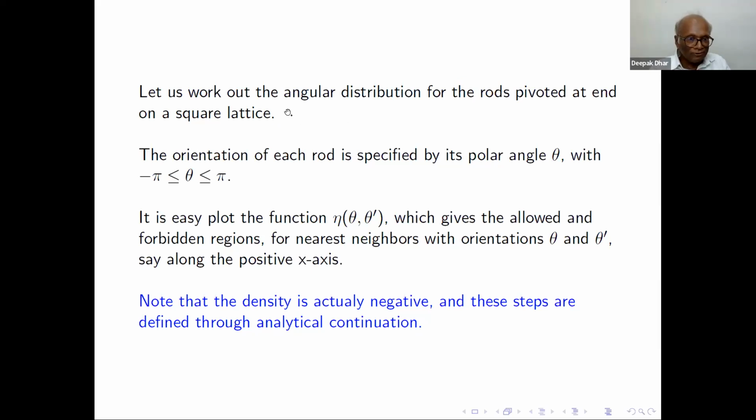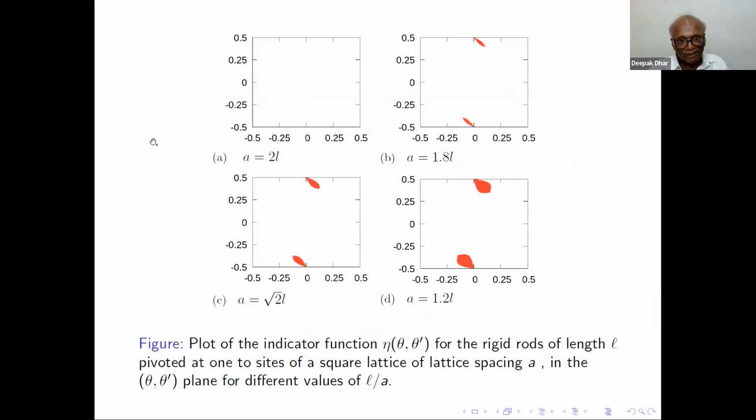So let us work out this angular distribution function in a simple case. The orientation of each rod is specified by a polar angle, and it's easy to plot this eta of theta, theta prime. It's the overlap distribution, and it is shown in this picture here. This is theta by 2 pi, and y is theta prime by 2 pi. If the spacing is bigger than 2L, then everything is allowed. If the spacing is a little bit less, some regions are disallowed. That is where eta is 1, and everywhere else eta is 0.